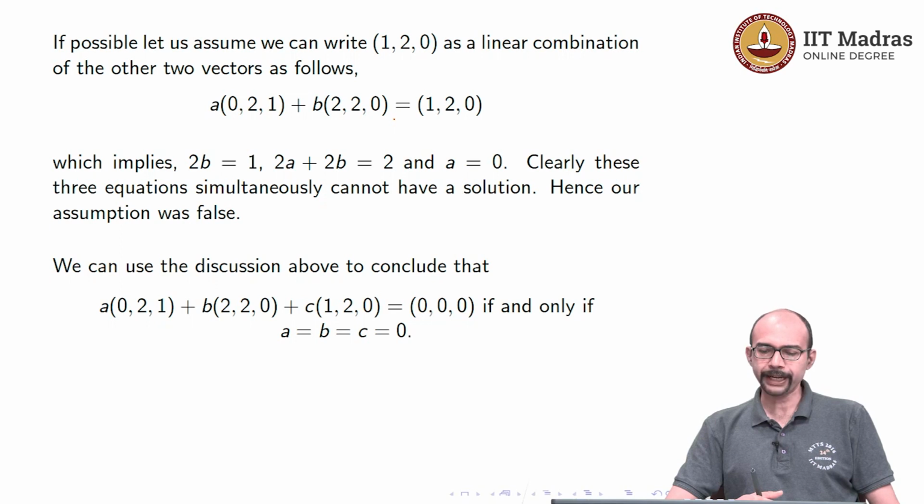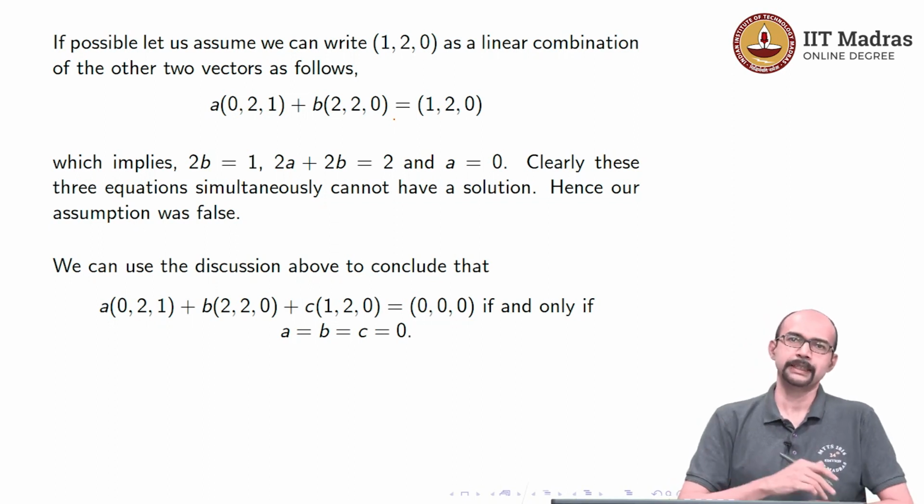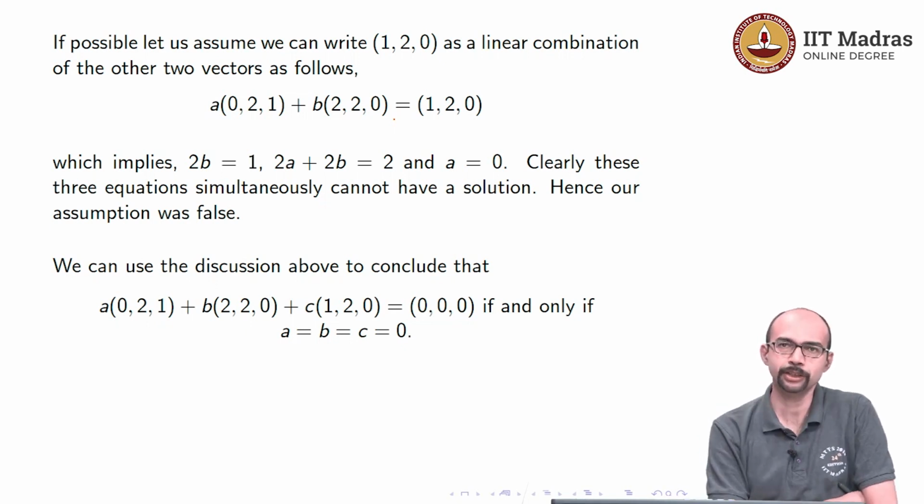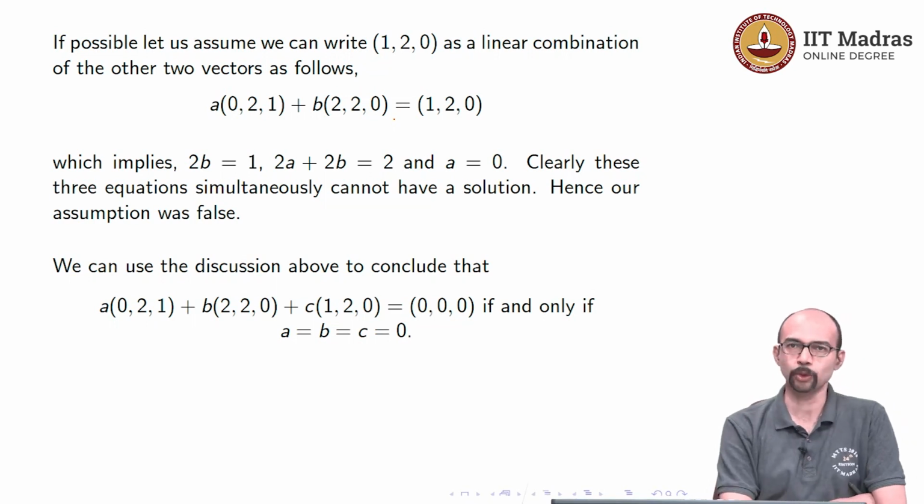Okay, and we can equally well conclude from here, and I will suggest that you check this, that if you do a times (0, 2, 1) plus b times (2, 2, 0) plus c times (1, 2, 0) is equal to (0, 0, 0). Suppose I ask, can I get a, b and c such that it is (0, 0, 0)? What the above discussion tells us is that the only possible choice for a, b, c is 0, 0 and 0, meaning all three of a, b and c must be 0.